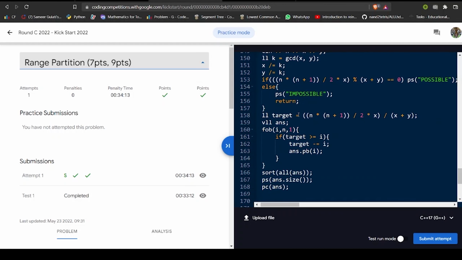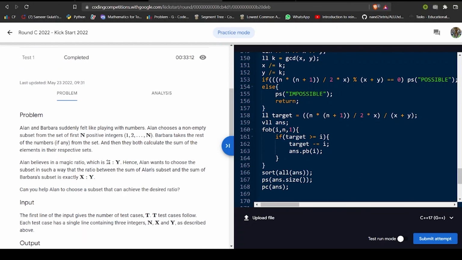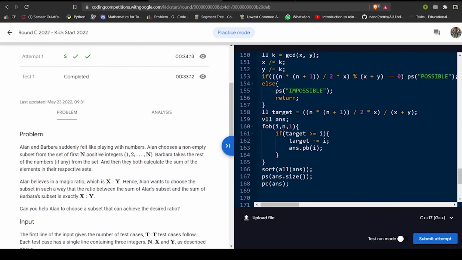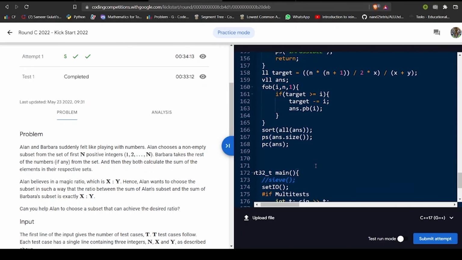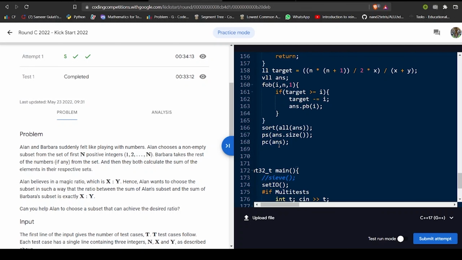And I find a target value for now. And for the target value, I start from the largest number. If it's greater than or equal to target, I subtract it from target and add it to my subset. Finally, I just sort my subset because I wanted to compare with the answers. Then I print the size of my subset and I print the subset itself. I hope this is a fine solution for you.